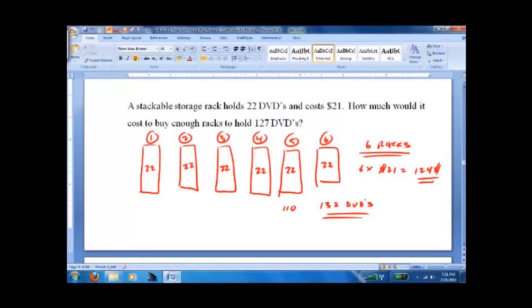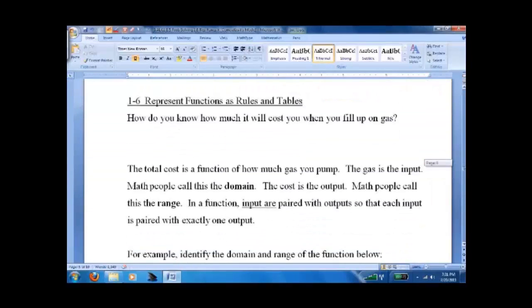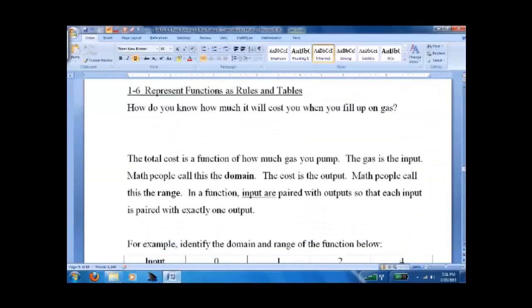Notice that we can't just buy half a rack. We have to buy a whole rack. Even though we have enough room for 132 DVDs and we only need 127, well, we have to round up. Now, we'll use the problem solving more when we come back. Let's get back to some mathematics.